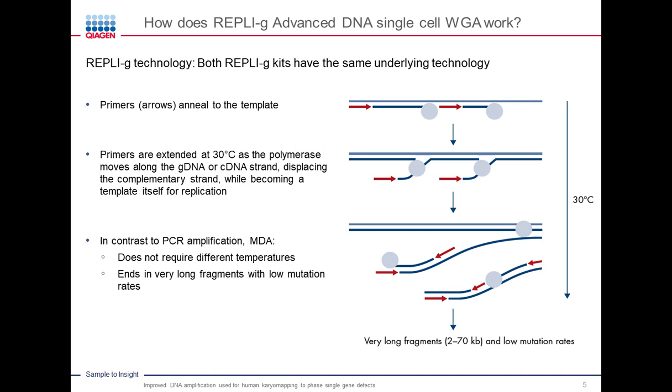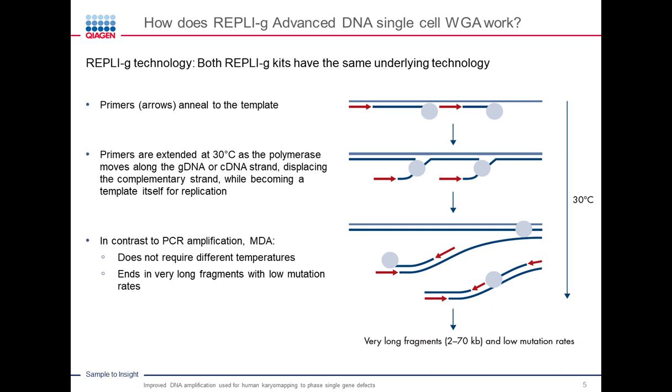This slide goes through the basic mechanism of how the MDA reaction will work. First, we denature the genomic DNA, and then primers, which are often randomers, are going to bind to the DNA to allow us to prime the phi29 polymerase to start the amplification. As the primers are extended at 30 degrees, the polymerase moves along the genomic DNA, or if we're starting with RNA, we can make a cDNA copy, displacing the complementary strand, which then becomes the template itself.